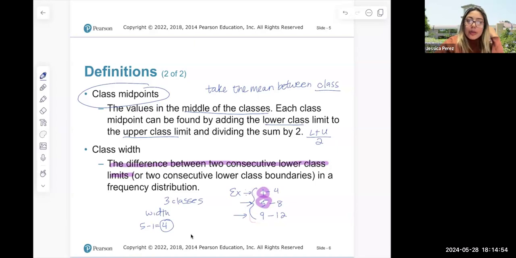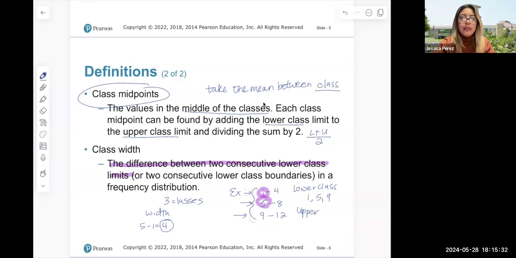All right, so your class width would be 4 if I'm given this example. Your upper class and your lower class, well, my lower class, I will have 1, 5, and 9. Those are the lower class, 1, 5, and 9. My upper class would be what? What are the answers? What would be my upper class? Put your answers on the chat. If my lower class is 1, 5, 9, what are my upper classes? Any ideas?